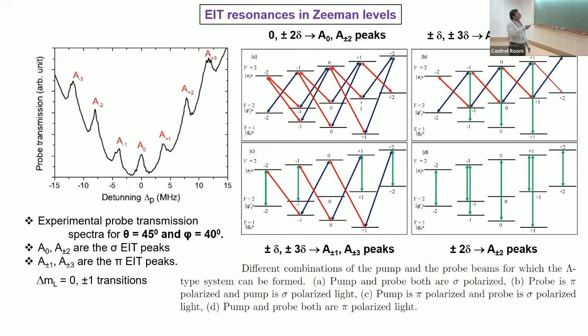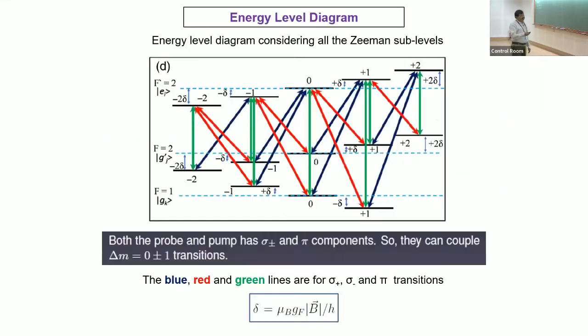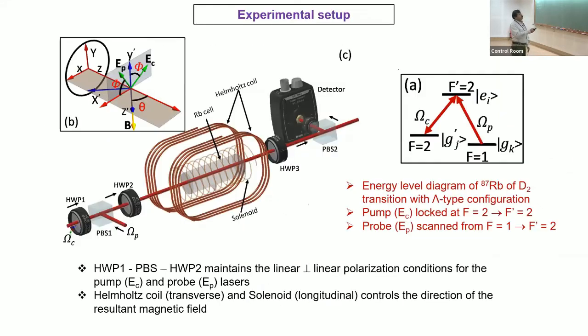So this is the probe transmission. Let me tell you another thing: we are only detecting the probe. One of the reasons we keep the pump and the probe perpendicular is that at the end of the day, we can only detect the probe. So it's a much cleaner spectrum.